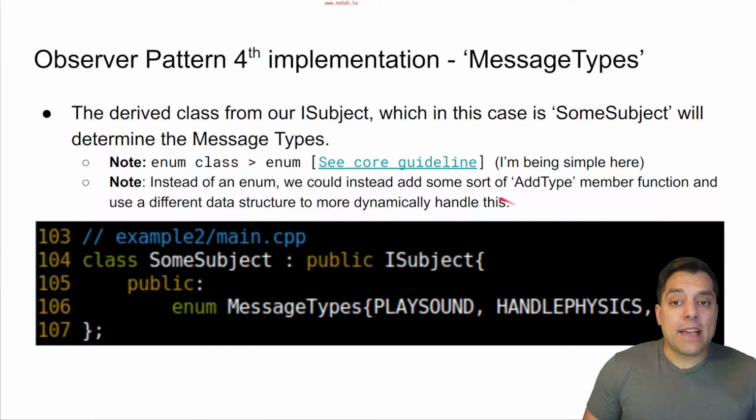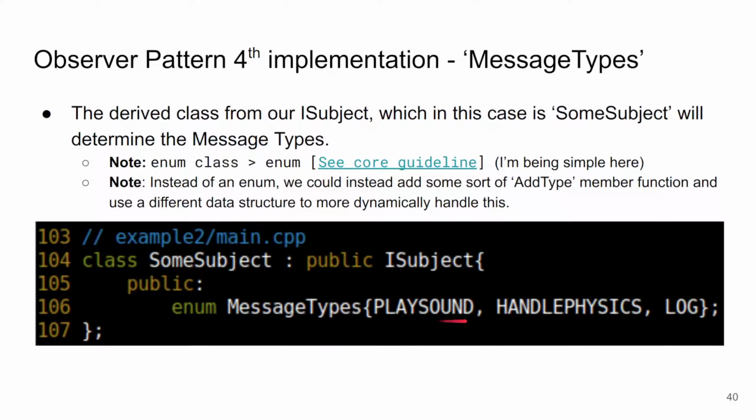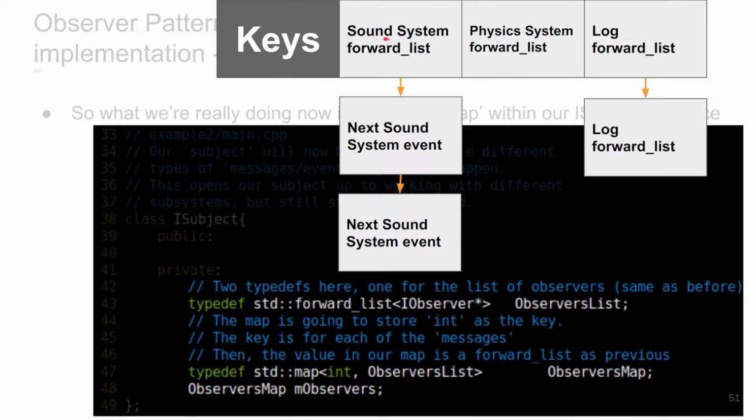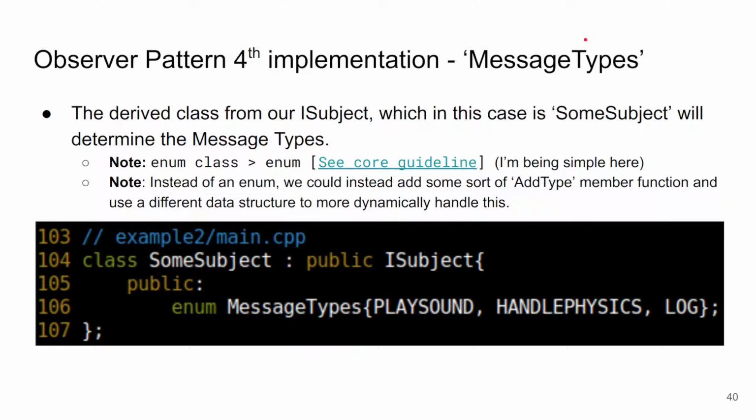All right, and then as far as how to keep track of these different message types or the individual bins, again, I'm using an example of a game character here where we might have sound, physics, and logging. So if I go back just for a moment here, you'll see sound, physics, and the log at the top as our individual keys. I'm just going to make this simple and create an enum inside of our subject, and these will be the different types of events.